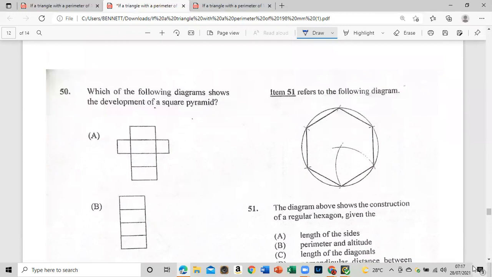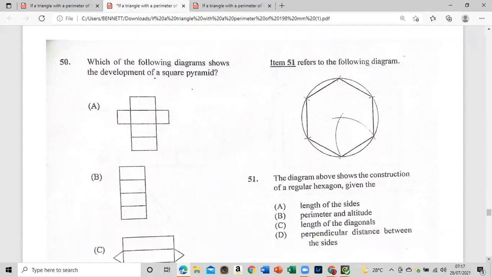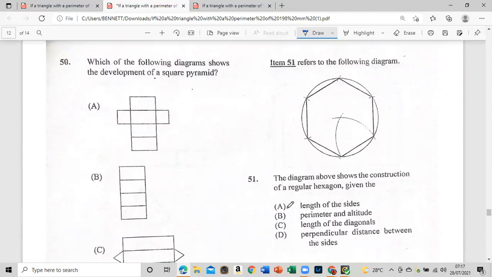The diagram above shows the construction of a regular hexagon, right? Given the length of sides, the perimeter and altitude, the length of the diagonals, or the perpendicular lines between the lines. And that would be the length of sides. So number 51 is A.